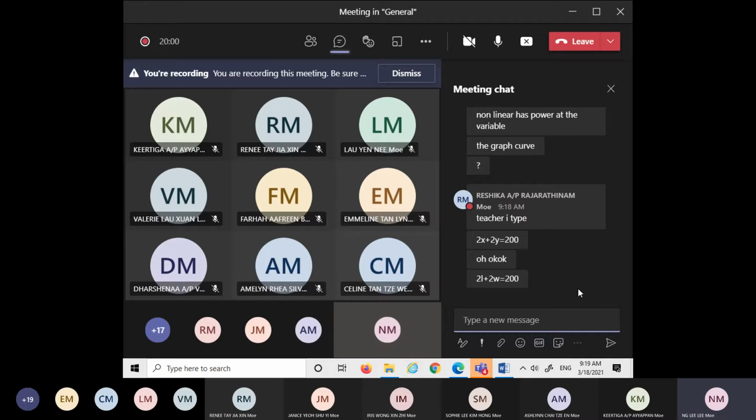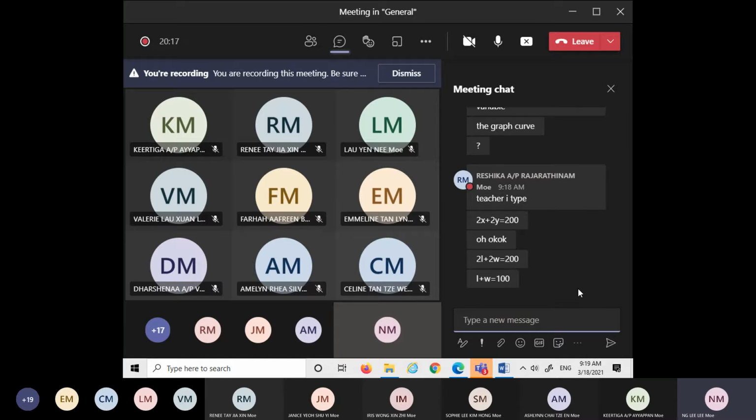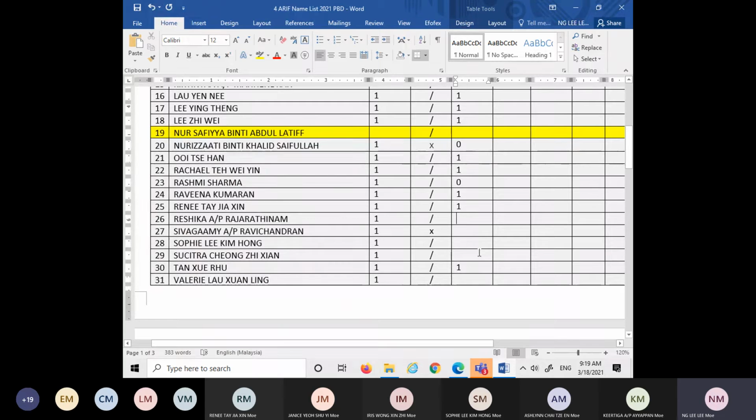So 2L plus 2W is equal to 200. Rishika, simplify it because it is able to simplify. So first line you write this, second line you write the simplified version of it. Then when you solve, it's easier to solve. Yes, okay, thank you. So all terms divide by 2, then you get L plus W equals 100. So you are getting 1.